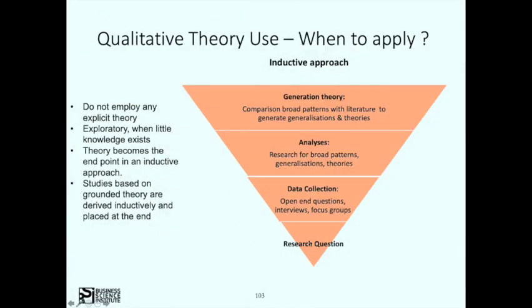You start with a large research question, then you collect data with open-ended questions, you analyze the data in order to find broad patterns, generalizations and theories, and you compare these patterns with literature to generate generalizations and theories. The start point is a research question, the end point is the theory.